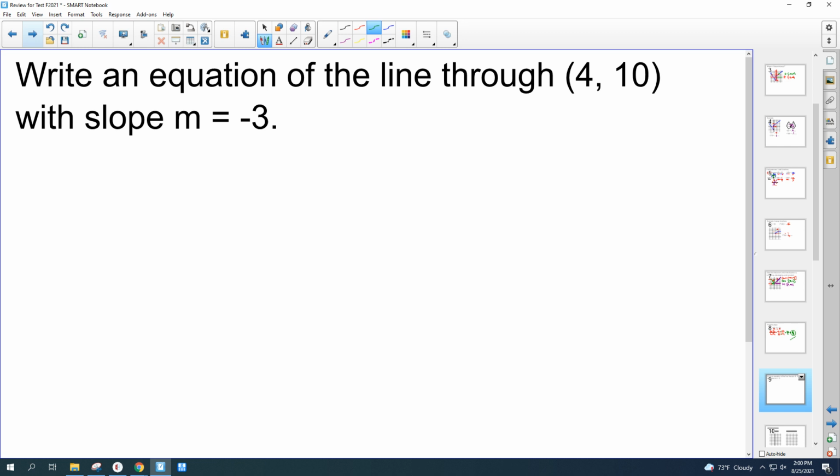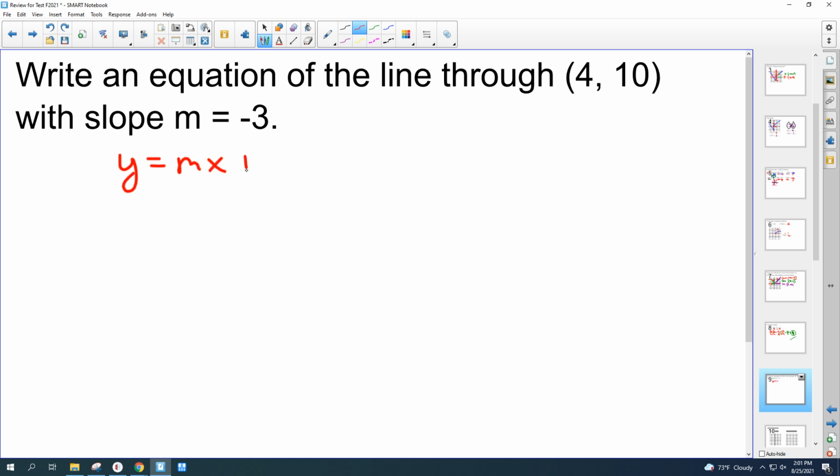Write an equation of the line through (4, 10) with a slope of m equals -3. When I gave this quiz, I was disappointed with the number of people that seemed to have no idea how to do this. All right, you've done this before a million times. All right, maybe not in this class so much. We've done it once or twice, but you've done this problem and you should know how to do this problem. I've got two different ways of doing it.